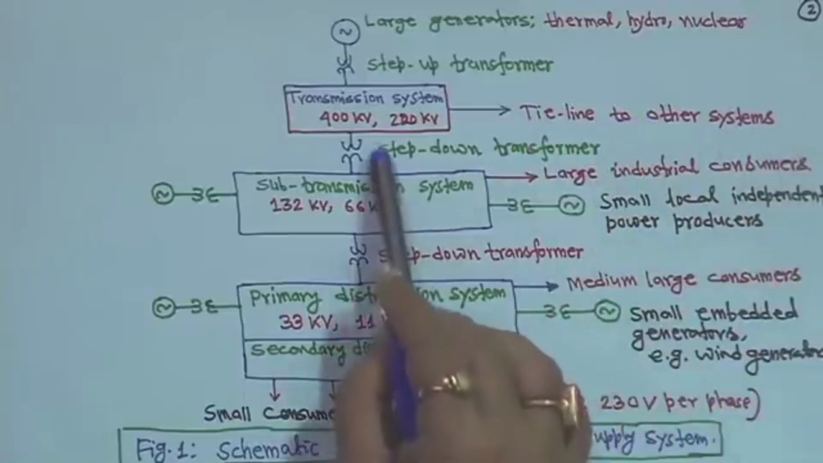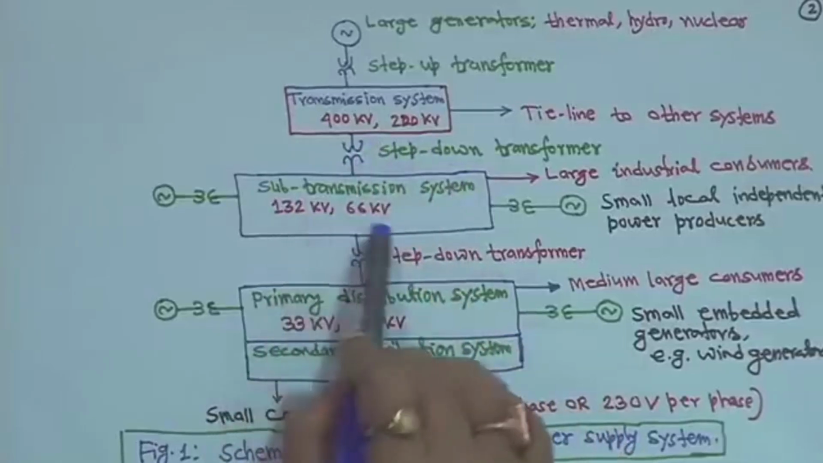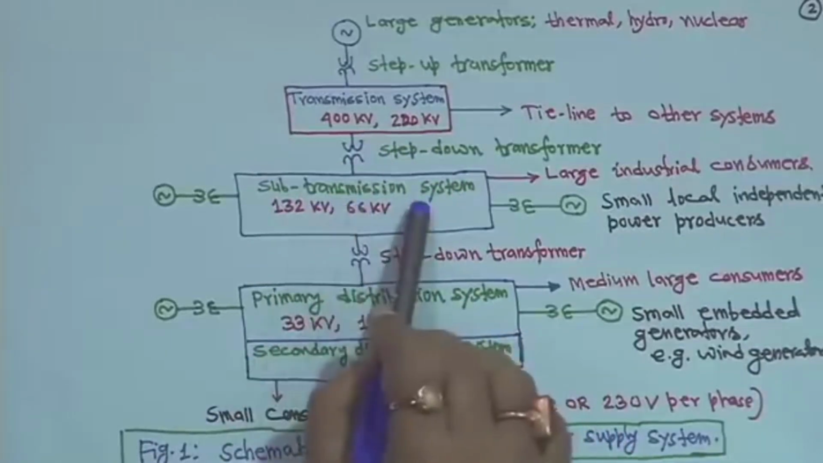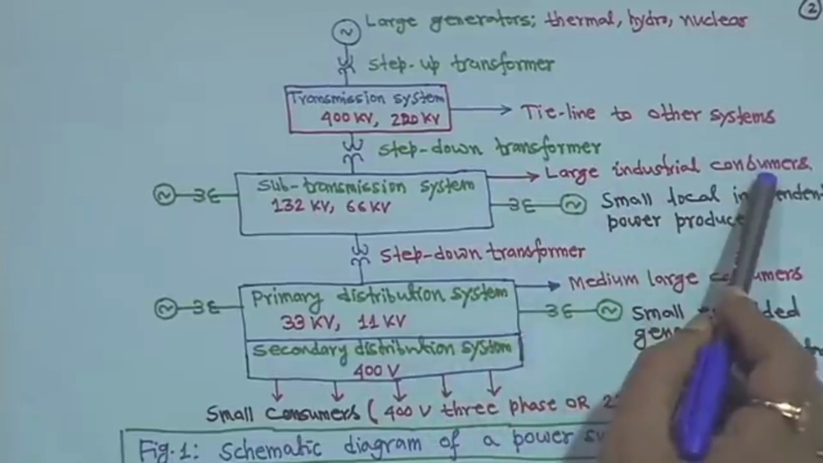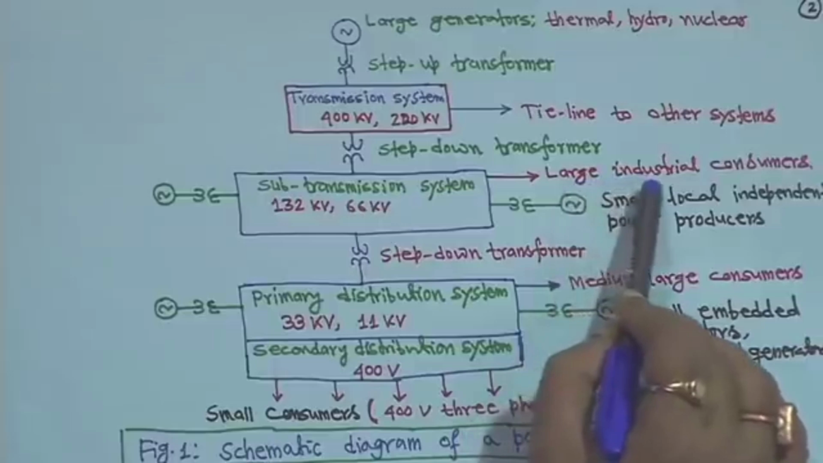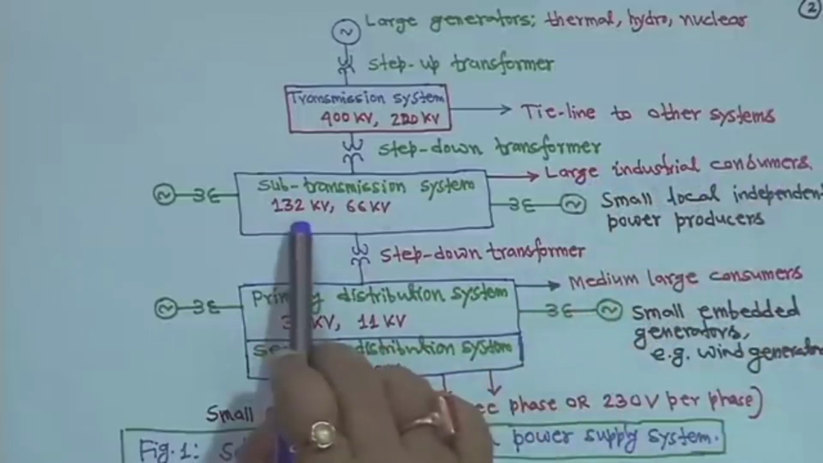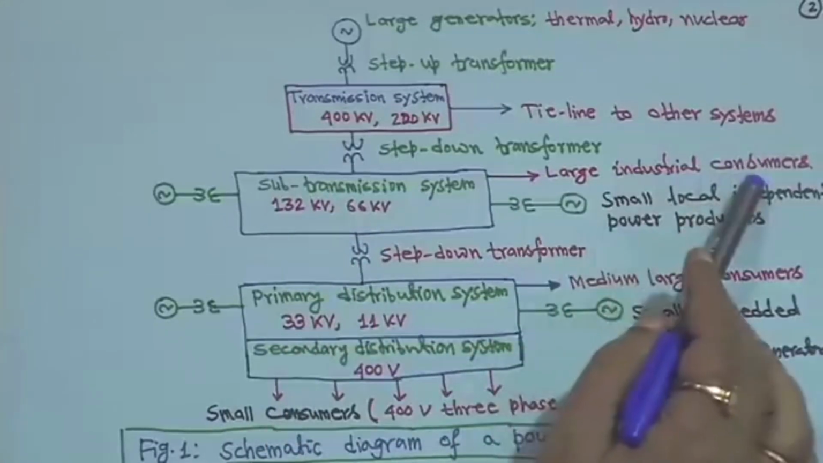Then you have a step down transformer. That means the voltage will be stepped down to 132 kV or 66 kV. This portion we call the sub transmission system, right? After that it is showing here large industrial consumers. There are many large industrial consumers. They need power supply at the voltage level of 132 kV or 66 kV. That's why it is shown schematically like this.